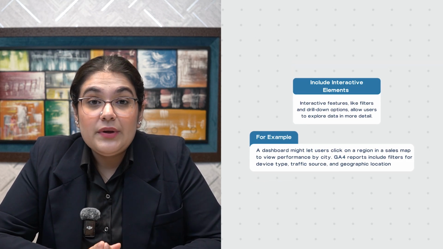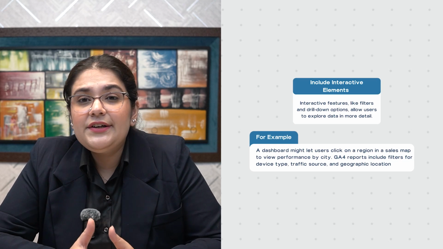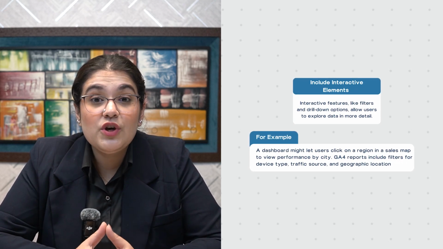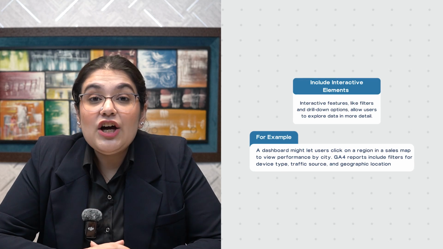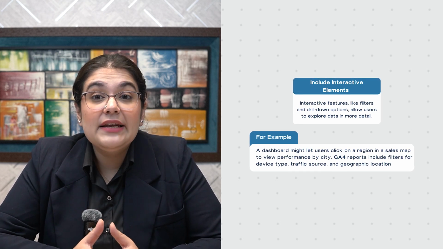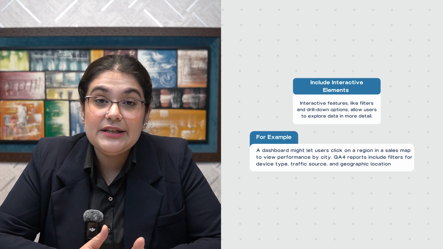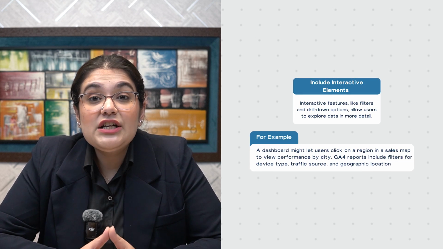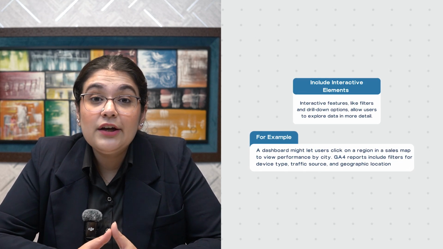Include interactive elements. Interactive features like filters and drill down options allow users to explore data in more detail. A dashboard might let users click on a region in a sales map to view performance by city. GA4 reports include filters for device type, traffic source, and geographic location.